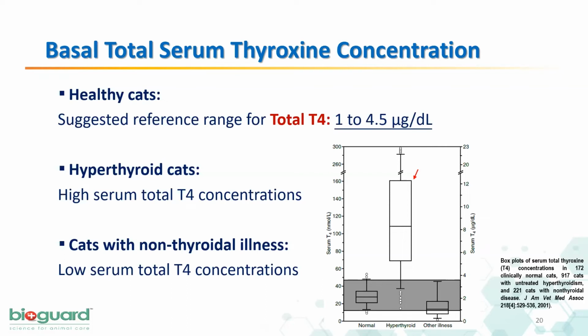First of all, we will check the total T4, which is the thyroxine concentration in the blood. Healthy cats usually have a reference range of T4 from 1 to 4.5 micrograms per dL. However, if the case is hyperthyroid, then the T4 concentration will be very high compared to a normal cat and in case of other illnesses. For example, in this case study, you can see that normal cats and cats with other illnesses fall in a gray region, which is the reference range for total T4. However, in the middle, which is the hyperthyroid cat, you can see the T4 levels are elevated 4 times.